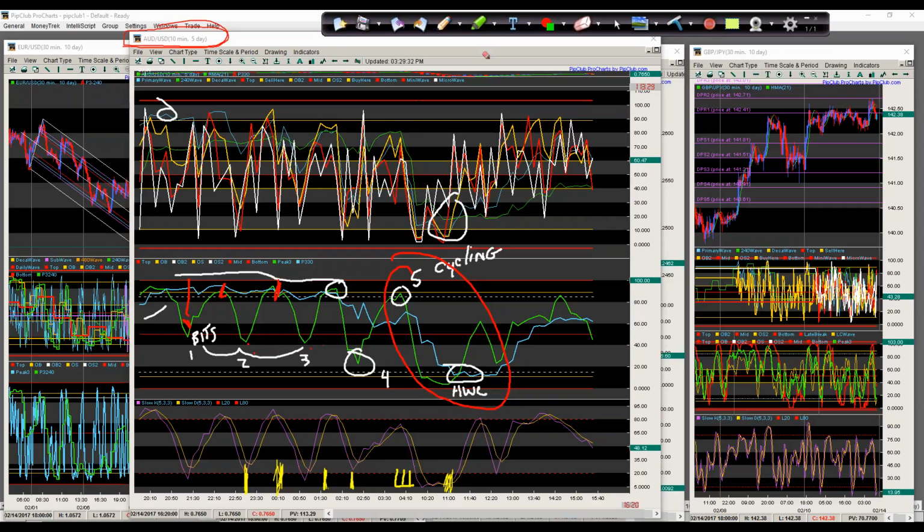So every one of these has that same exit. Every one of these would have been a good 10-minute trade. 10-minute trade there, exit. 10-minute trade there, exit.